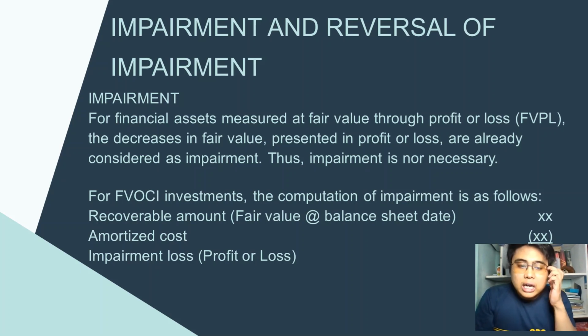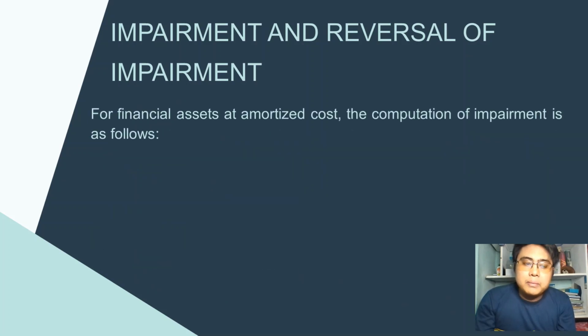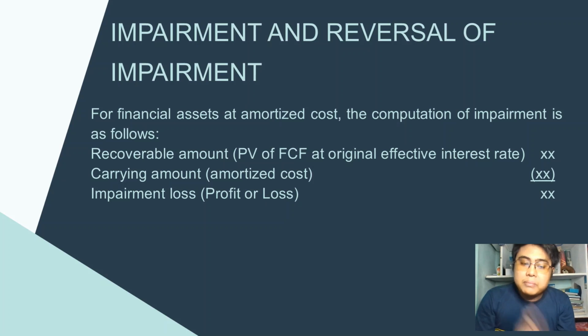Take note, recoverable amount is computed as the present value of future cash flows using the original effective interest rate. I'll repeat, it is computed as the present value of future cash flows by using your original effective interest rate. Kaya kung titignan mo, pagdating sa financial assets or investment at amortized cost, magkapareho lang ng computation silang dalawa.